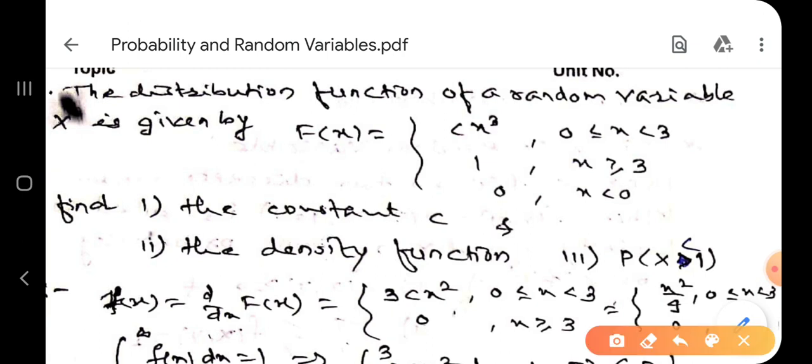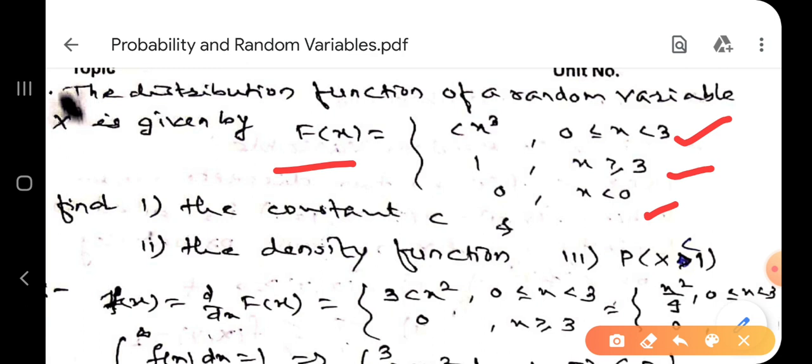Now here the example is: the distribution function of a random variable x is given by capital F of x equal to c x cube for 0 less than or equal to x less than 3, 1 for x greater than or equal to 3, and 0 when x is negative. So capital F of x is given here. We know the relation between capital F of x and small f of x that I have to use here.